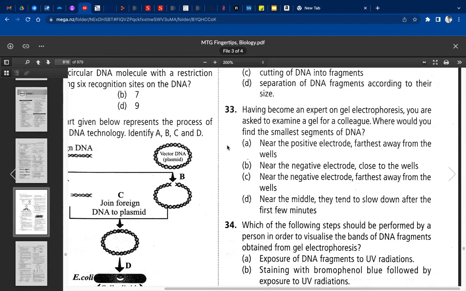Option A, near the positive electrode farthest away from the wells. Option B, near the negative electrode close to the wells. Option C, near the negative electrode farthest away from the wells. Option D, near the middle. They tend to slow down after the first few minutes. Your answers in the chat.